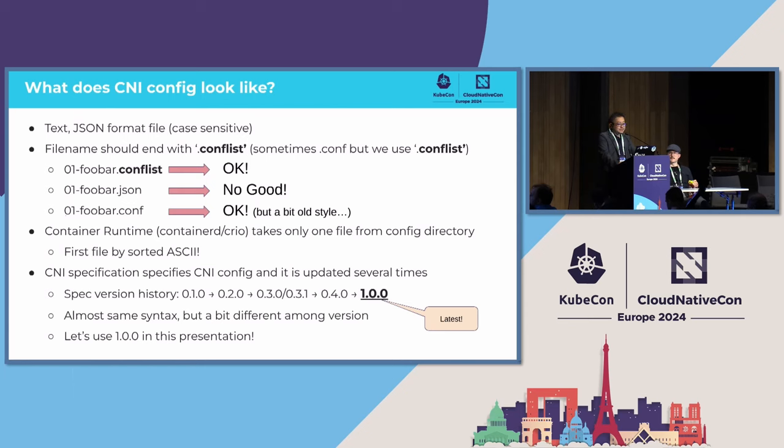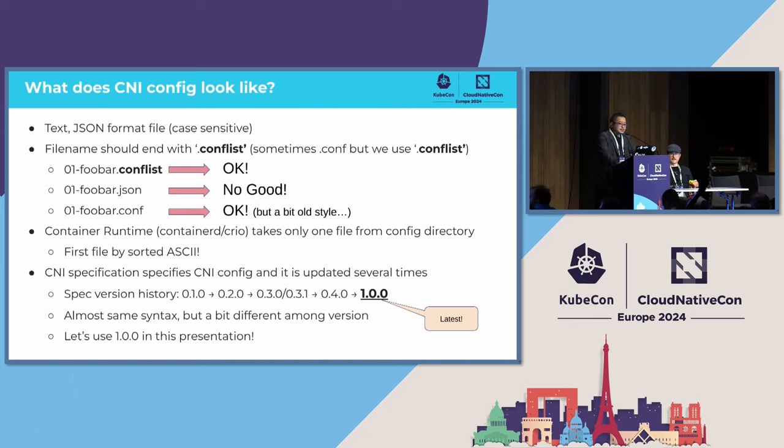And this file name should end with .conflist, like 01-foobar.conflist. Sometimes, if you're looking at old implementations or deployments, you may find 01-foobar.conf. But in this presentation, I'd like to focus on conflist, because conf is a little bit old and is deprecated in the latest CNI version. If you put multiple CNI configs in the CNI directory, containerd and CRI-O take only one file from the config directory. That file is chosen as the first file sorted by ASCII code. Keep in mind, ASCII order is slightly different from alphabetical order.